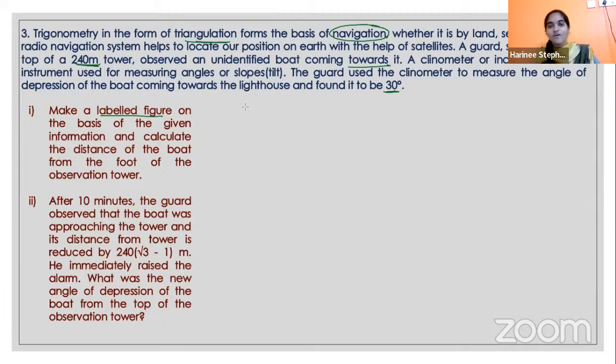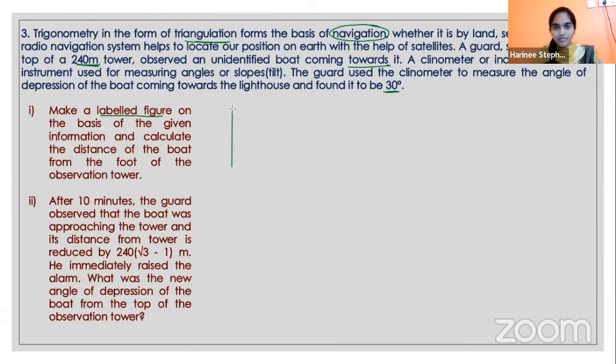However long the word problem is, your diagram is always going to be which triangle? Right angle. Right angle triangle. However long the situation is, only a right angle triangle is involved, and your job is only to identify which angle is given and which sides, opposite or adjacent, are mentioned. That's all. I hope everybody has completed.